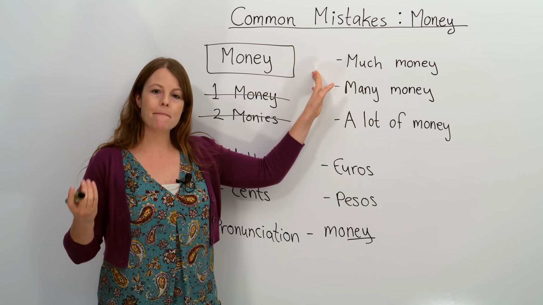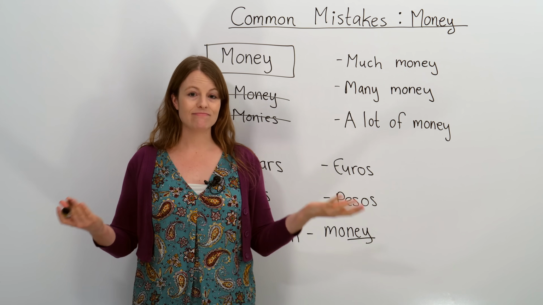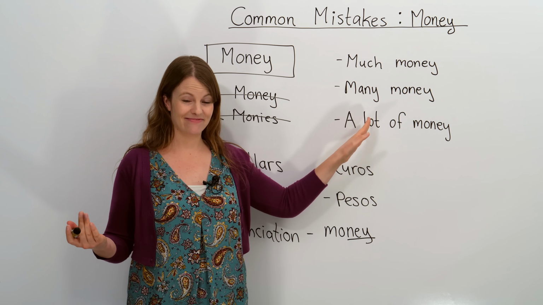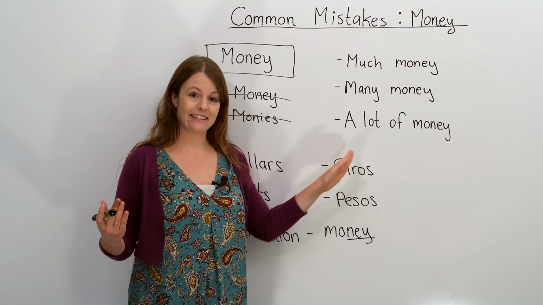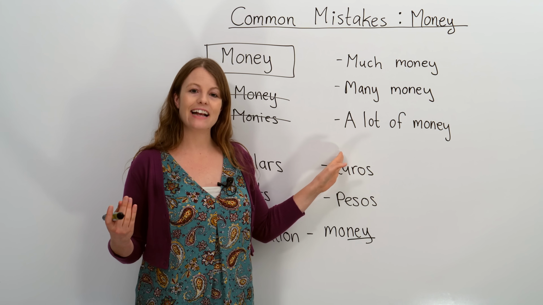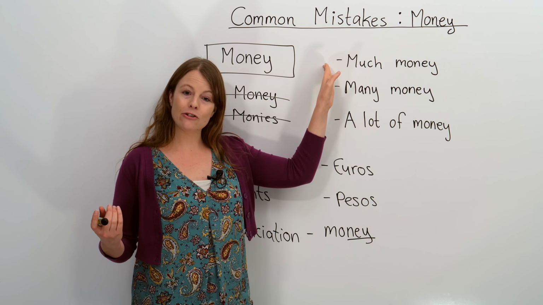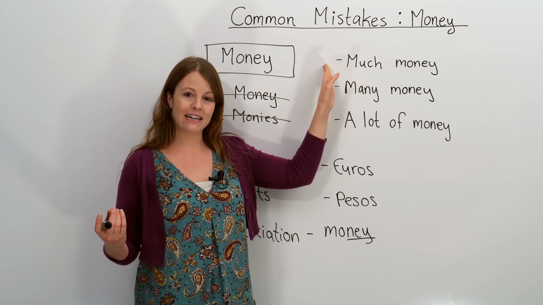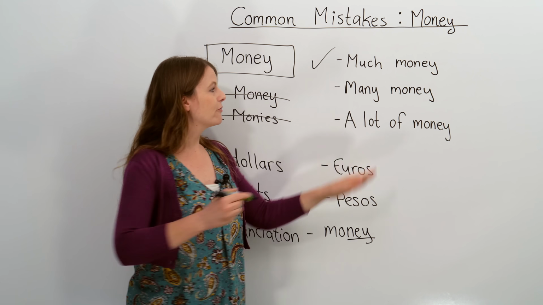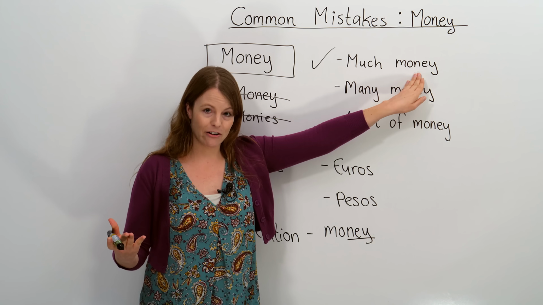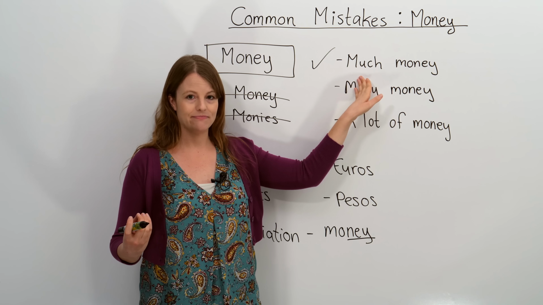What about the words much money, many money, a lot of money? Are there any mistakes here? Yes, there is a mistake. One of these is incorrect. Can you guess which one it is? Can we say much money? I don't have much money. This is okay. And the reason is money is uncountable. We can use much with uncountable nouns.